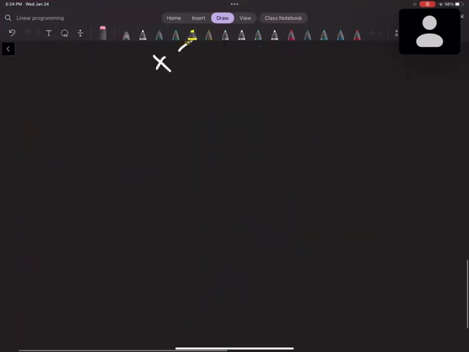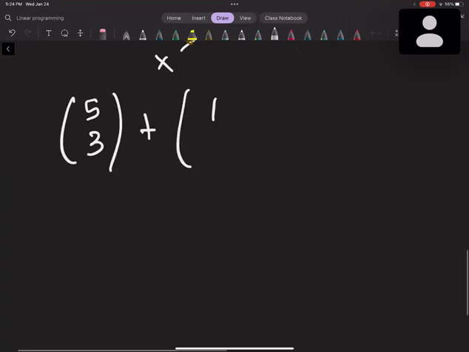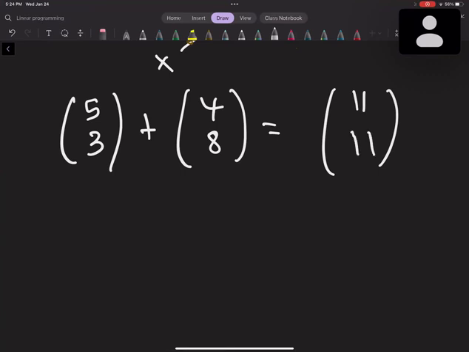So for example, if I have 5, 3 plus 4, 8, what I do is add turn by turn. That's 11 and 11. And no, sorry, 9 and 11, right? And you can verify.